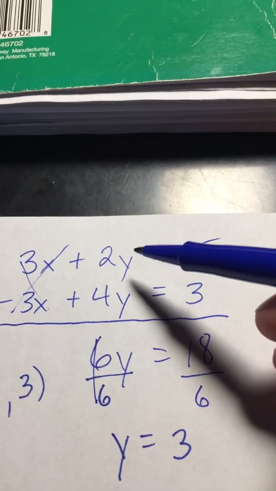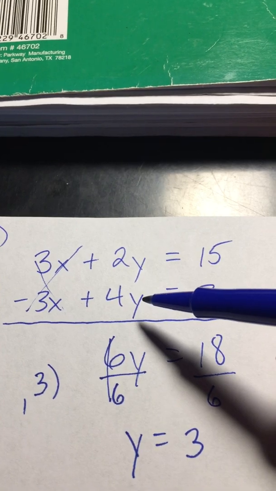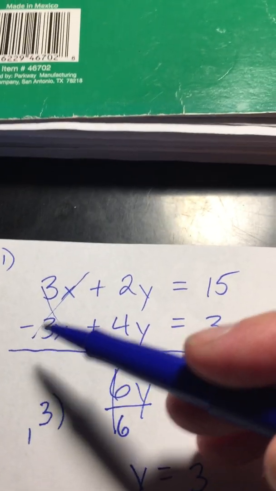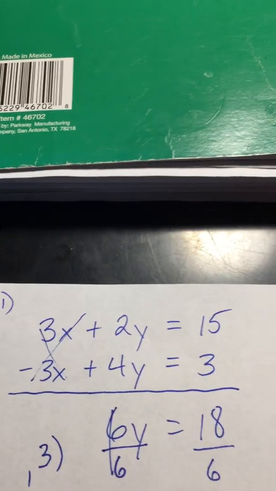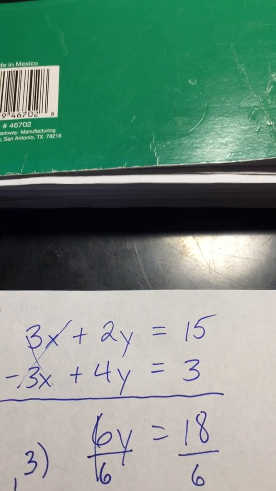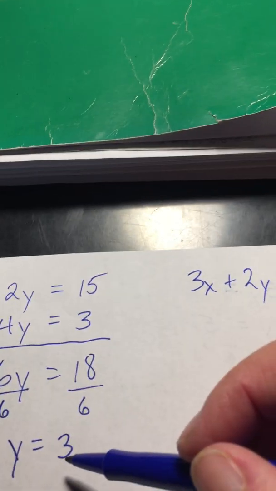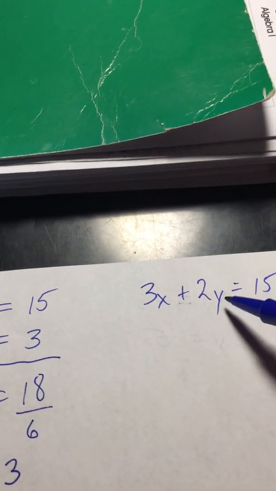You might want to plug it into the first equation. You might want to plug it into the second equation. Since the second equation had this negative sign, I'm kind of like, I don't want to do negatives. So I'm going to do the first one. But again, you could have used either equation. So I'm going to write this equation over: 3x plus 2y equals 15. All I did was take this first equation and move it over here. What was y? Y is 3. I'm going to plug the 3 in for the y over here.